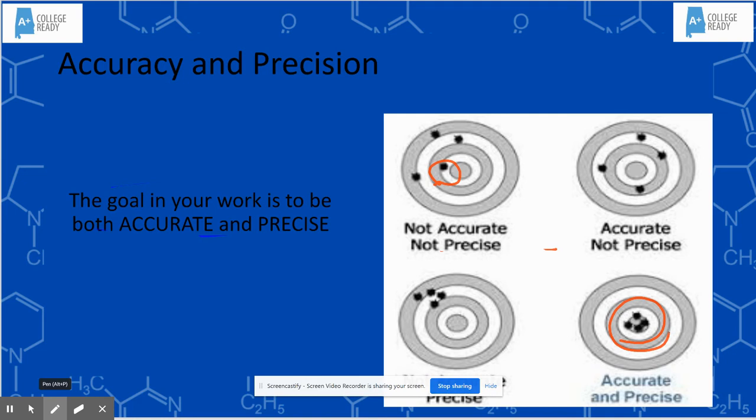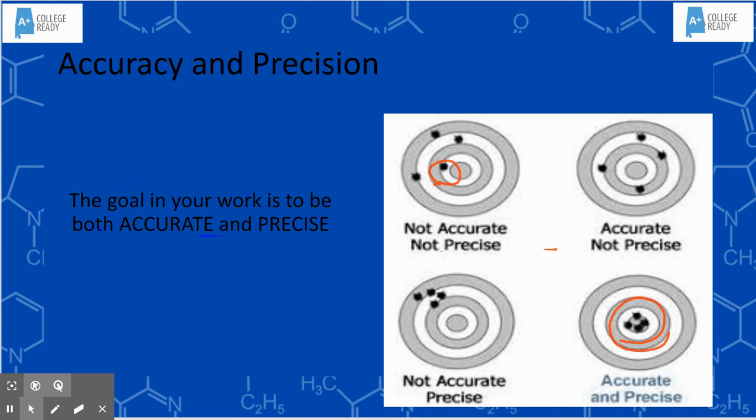And then if you are not accurate, but you are precise, we're off from the bullseye over here, but we're all clustered together in almost the same spot. So those are our four different options.